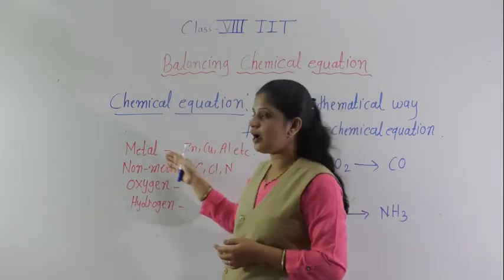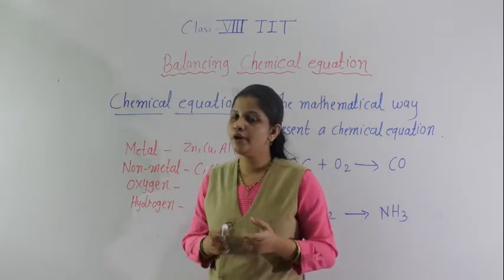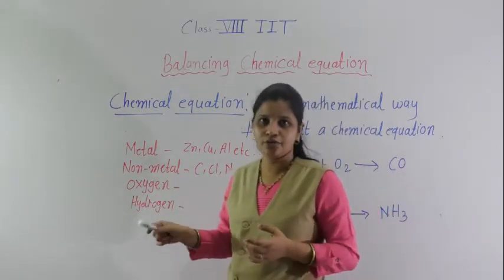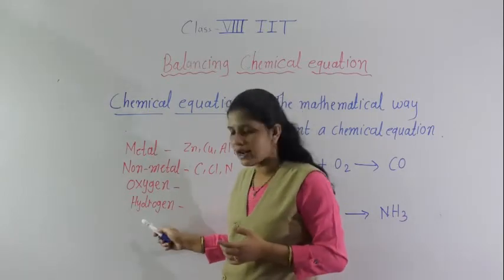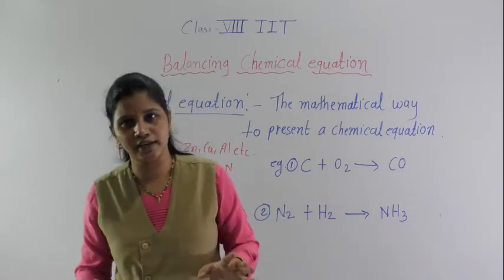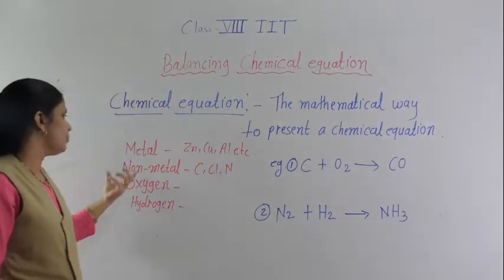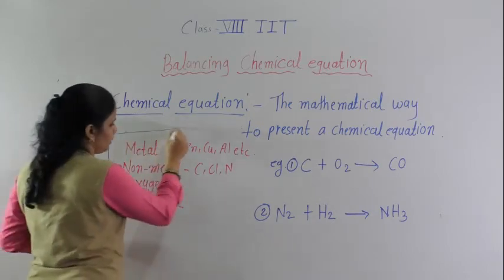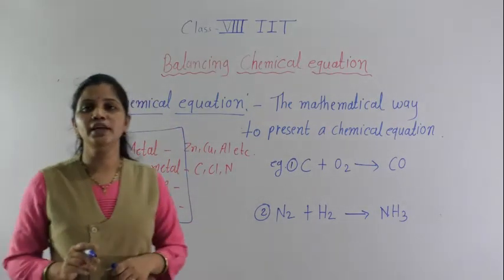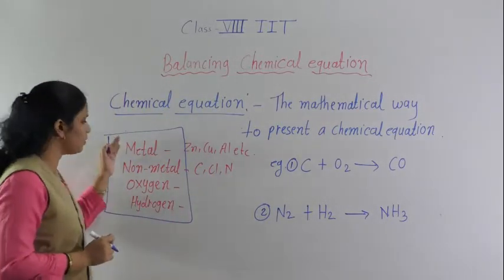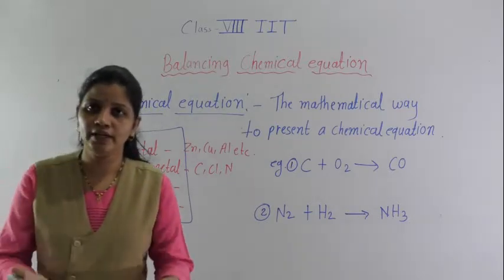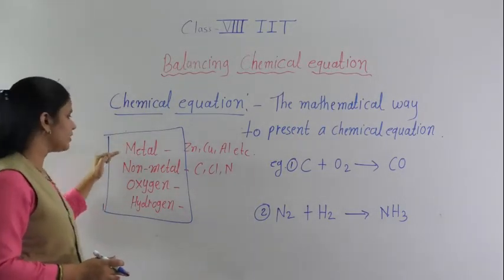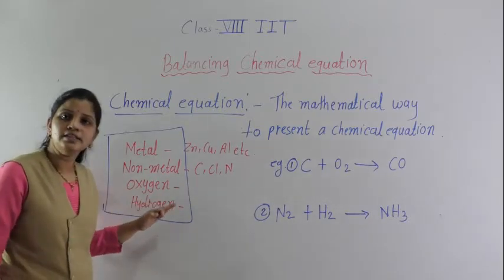The next step is the non-metals. First balance the metal, then the non-metals. Non-metals may be carbon, chlorine, nitrogen, and then oxygen, and last, hydrogen. Any chemical reaction has only these: maybe some metals, maybe non-metals, maybe oxygen and hydrogen. This sequence is very important when you balance a reaction. If you remember it, you will be able to balance any type of reaction. So the sequence is: first metal, then non-metal, then oxygen, and last hydrogen.